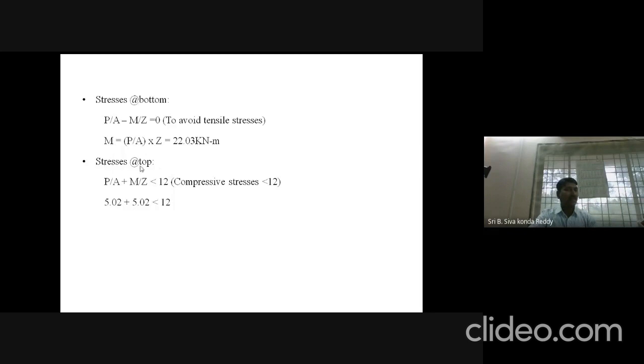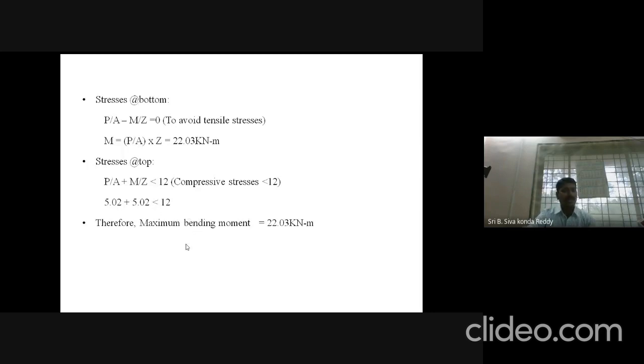Now what would be stress at top? This is P by A plus M by Z. Again, P by A minus PE by Z plus M by Z. As E is 0, this is P by A plus M by Z, and this should be less than 12. Now let us check this. P by A is already calculated as 5.02. Now what about M by Z? With 22.03, M by Z is again P by A by looking at the top equation. So therefore, 10.04 is less than 12.